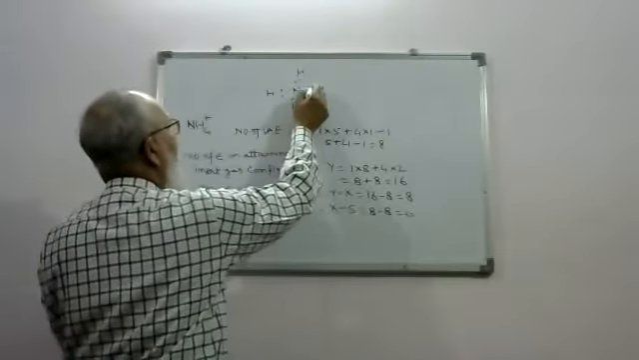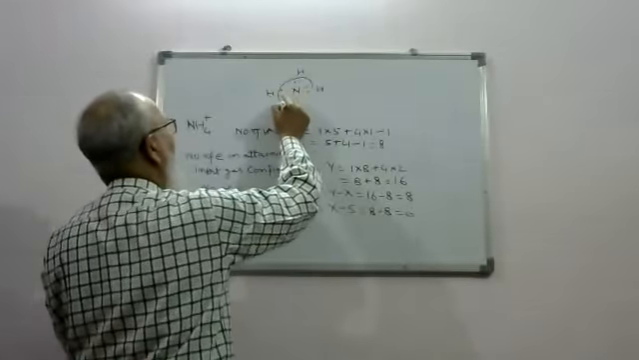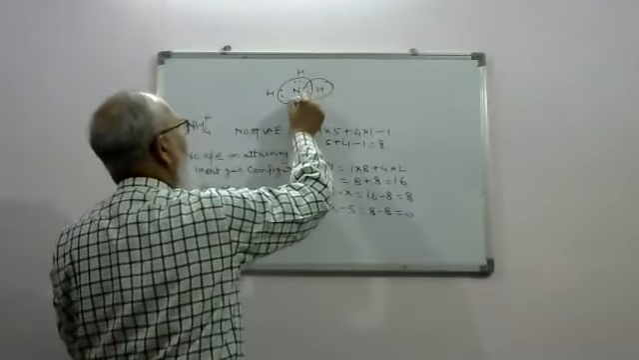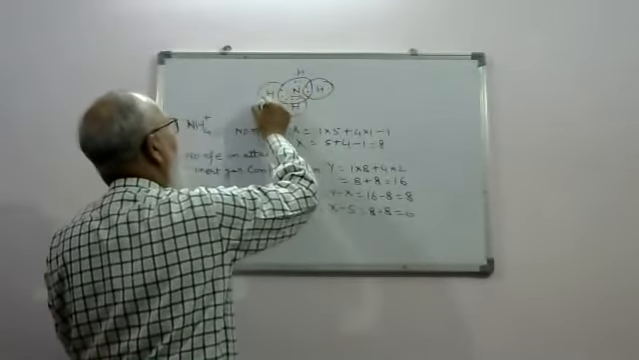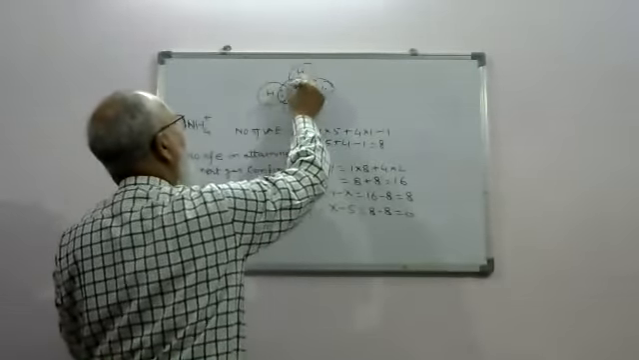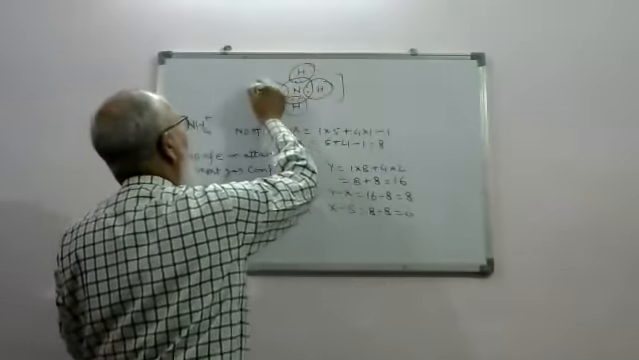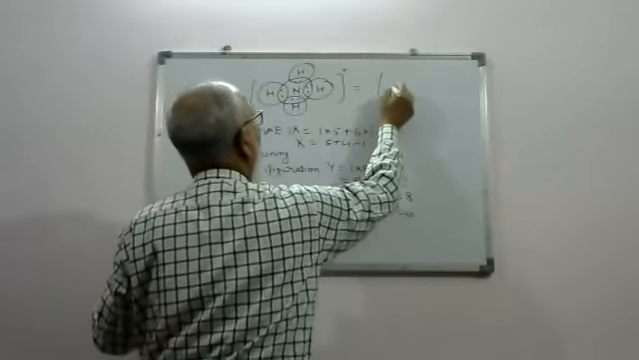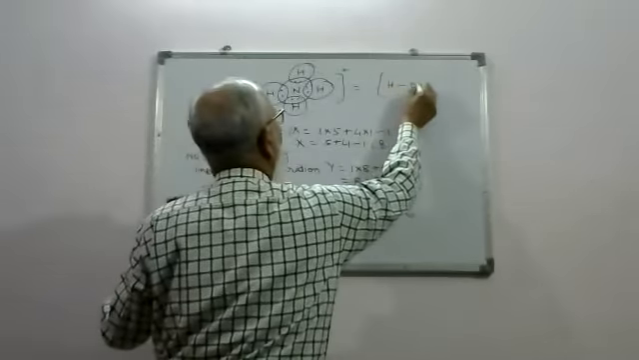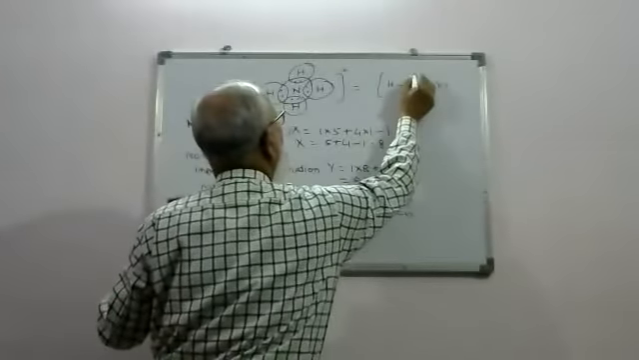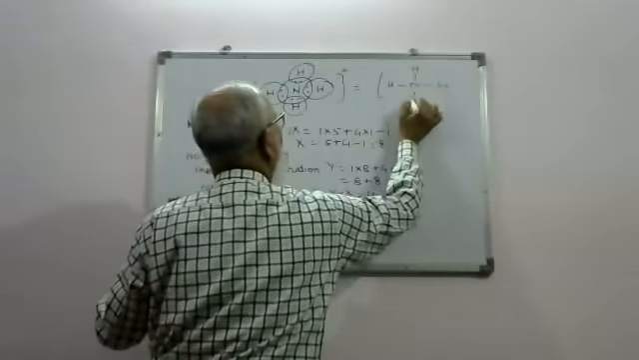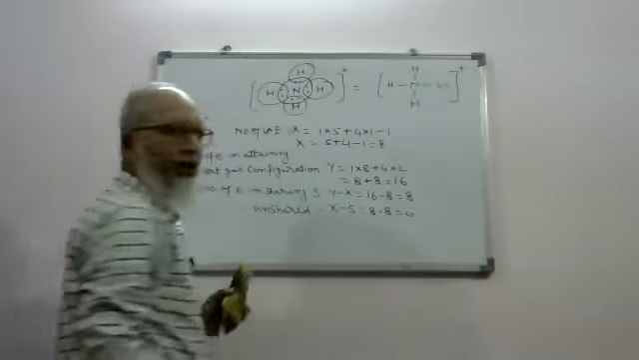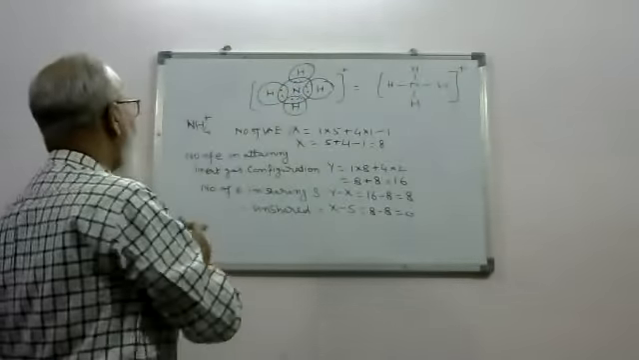This nitrogen has completed its octet. Hydrogen has completed its octet. This hydrogen has also completed its octet. One positive charge. So this will be your H, N, H, H, H, with 1 positive charge. Take one more example.